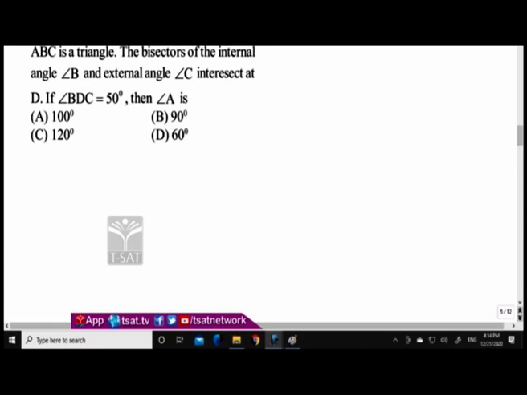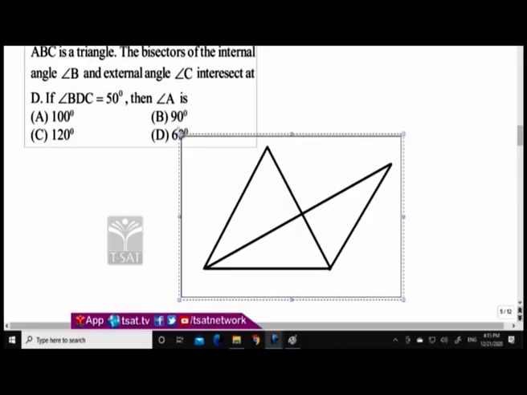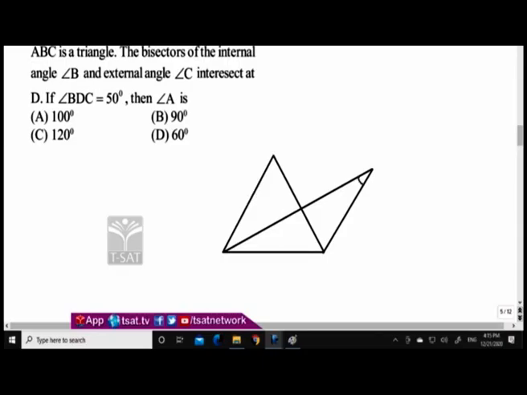ABC is the triangle. The bisectors of the internal angle B and the external angle C intersect at D. In this triangle, one is an internal angular bisector and the other one is an external angular bisector, and BDC is given as 50 degrees. Then find angle A. You can consider this figure. You are already familiar with this. If this angle is given as 50, BDC, one internal and one external, then what is A? We know angle BDC is equal to angle A by 2. Therefore, angle A is equal to 2 times angle BDC, which is 2 times 50, 100 degrees.